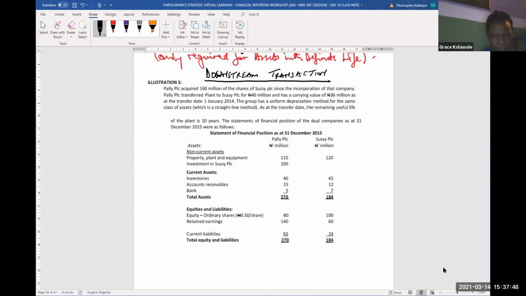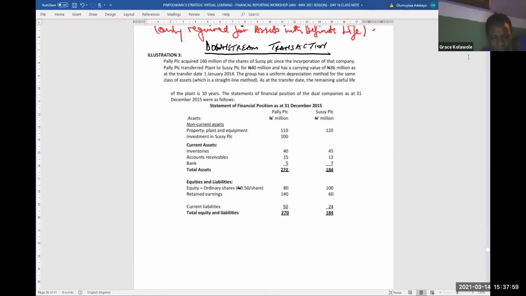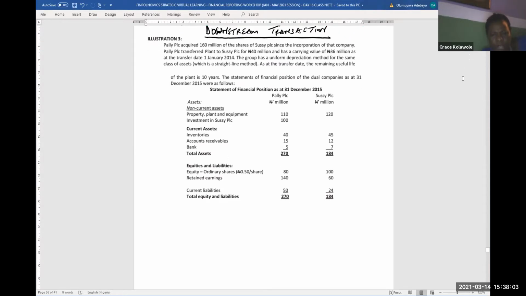Accounts receivable, 15 million for Pali, 12 million for Suzy. Bank, 5 million for Pali, 7 million for Suzy. Total assets, 270 million for Pali, 184 million for Suzy.